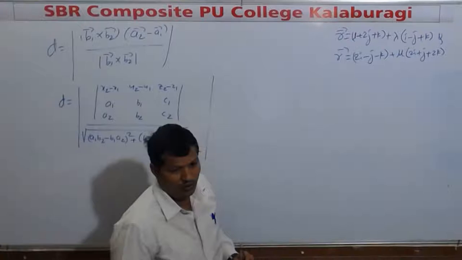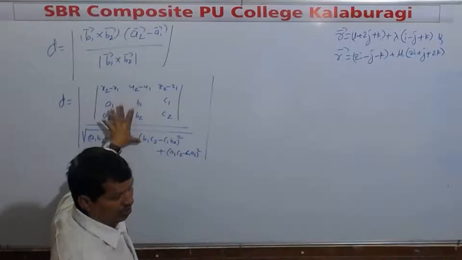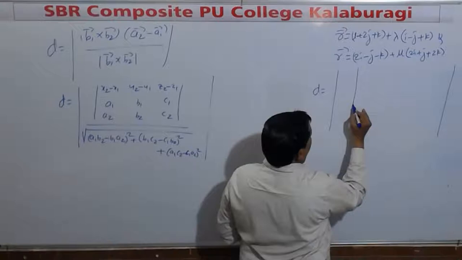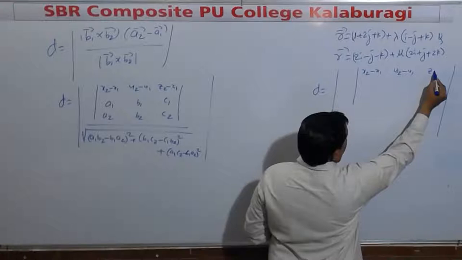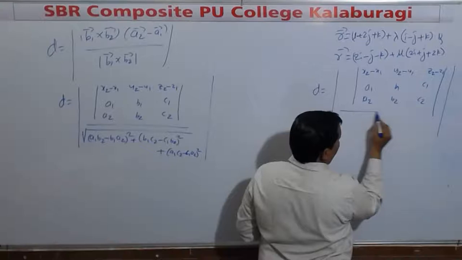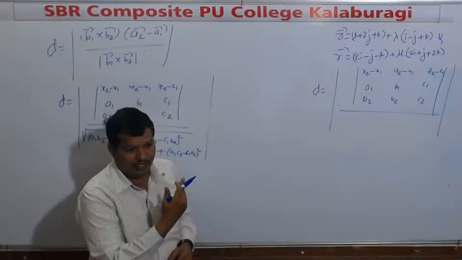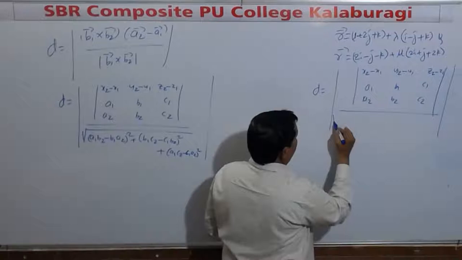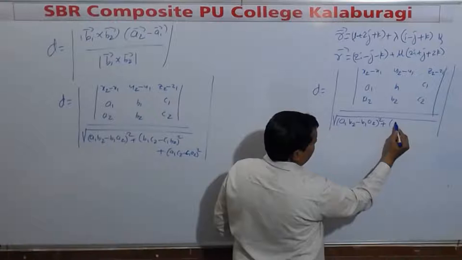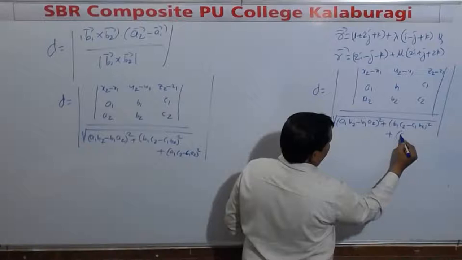Usually I will write this example using the Cartesian form. Therefore, first you have to take d equal to mod of the determinant x2 minus x1, y2 minus y1, z2 minus z1, a1, b1, c1, and so on. Each time try to write the formula, because repeatedly writing this formula, you can remember it. That is why you should write the formula in every example, or directly you can substitute the values also. The denominator is the square root of (a1 b2 minus b1 a2) square plus (b1 c2 minus c1 b2) square plus (a1 c2 minus c1 a2) square.